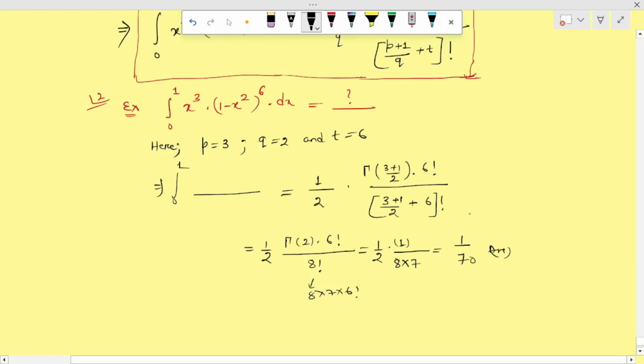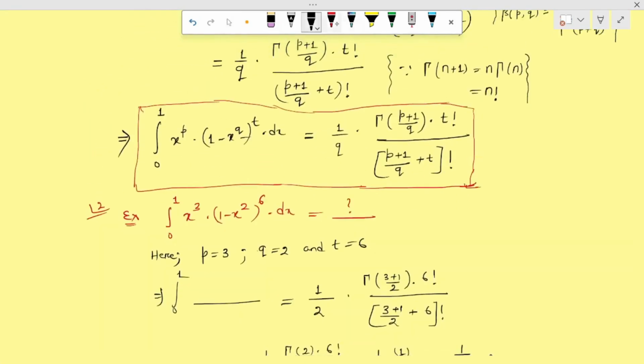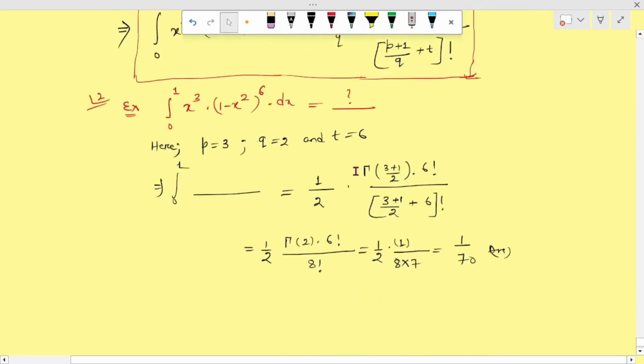So directly we can evaluate the answer for this type of integral by using this expression. Okay, so I suggest to all of you that you just remember this one. Remember. Okay, now we are going to go for our next question.